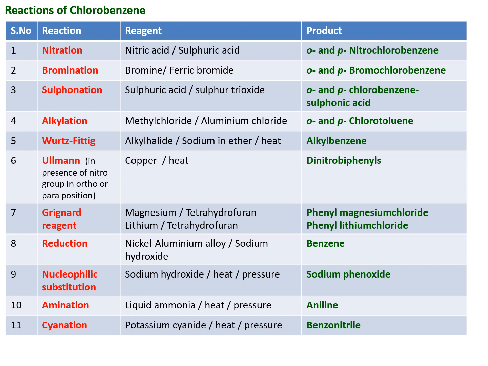Nucleophilic substitution takes place here under only drastic conditions. So in presence of sodium hydroxide with heat and pressure, they give sodium phenoxide. Amination takes place to give aniline using the reagent liquid ammonia under heat and pressure conditions. Cyanation takes place in presence of potassium cyanide under heat and pressure to give benzonitrile.